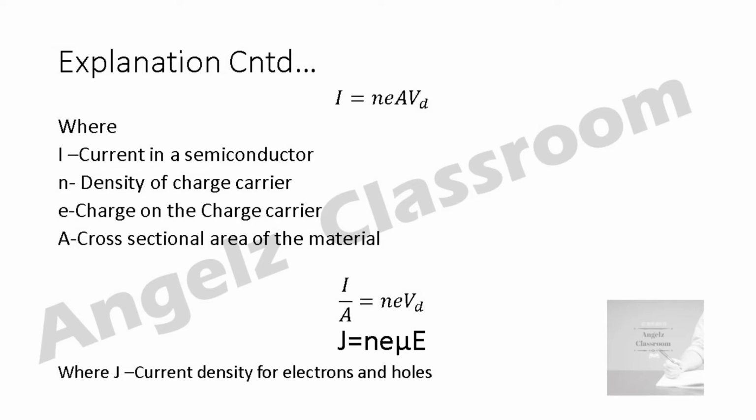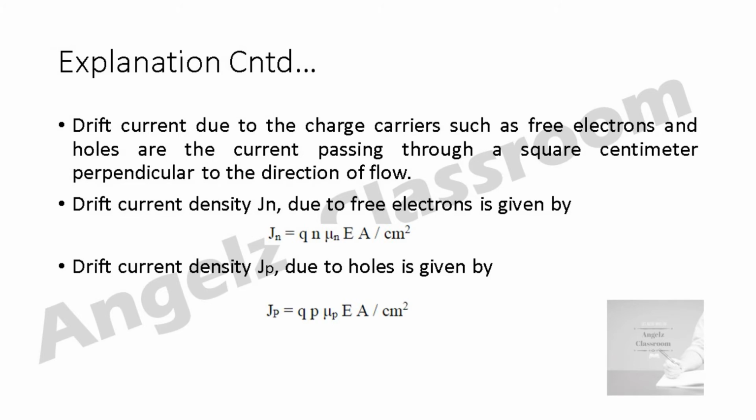I by A, I am replacing with the term J, which means the current density, for electrons as well as holes, as I will write in the next section. So J is equal to N e into mu E. This is the drift current due to charge carriers such as free electrons and holes, or the current passing through a square centimeter perpendicular to the direction of flow.